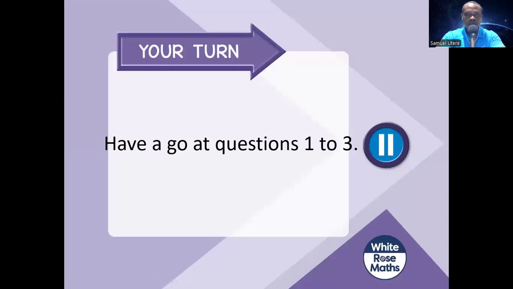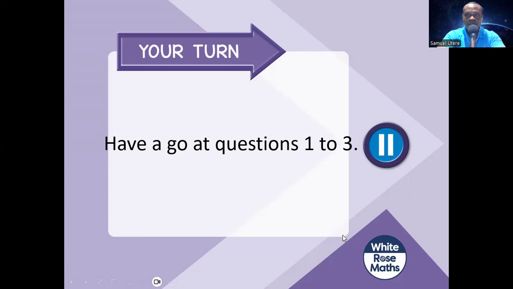It's now time for you to have a go at questions 1 to 3. But before you do that, what have we learned so far? You have learned that you can use your place value chart, but this time you have digits instead of counters, to order numbers in ascending or descending order. You start by comparing the numbers from the highest place value column, and then you compare the numbers moving from left to right, looking at the place value columns and the digits you have there.